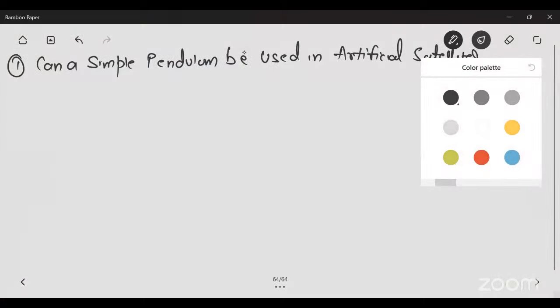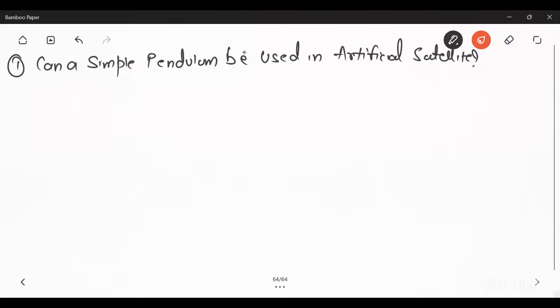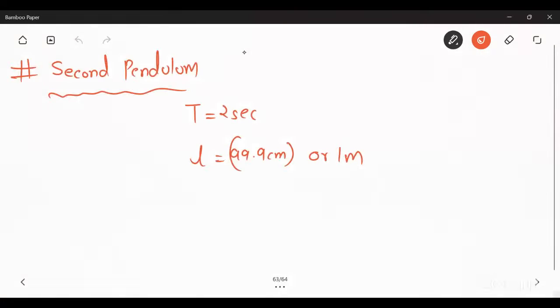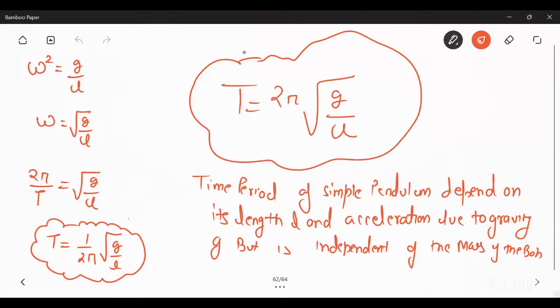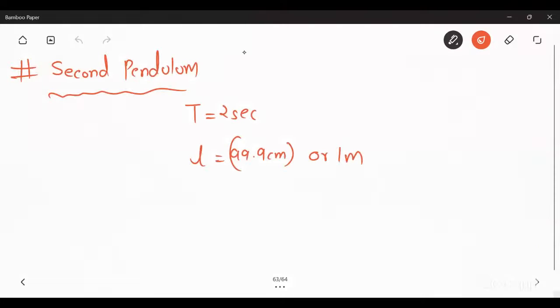So the answer will be no, because acceleration due to gravity is zero in the artificial satellite. The formula for the time period of a simple pendulum is 2 pi under root L upon G, so if gravity is zero, the time period will be affected.